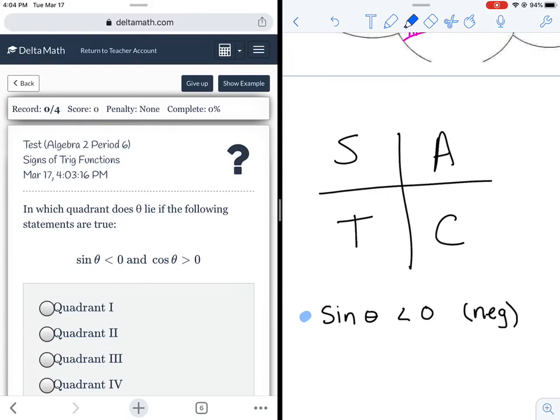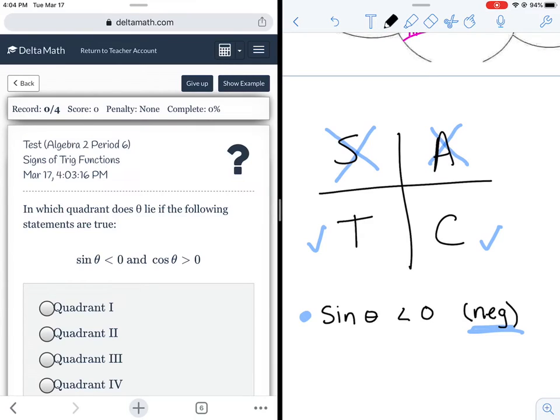So sine is positive in quadrant 2. So it's not negative there. So it can't be there. And sine is also positive in quadrant 1 because they're all positive. So sine is negative in quadrant 3 and in quadrant 4.